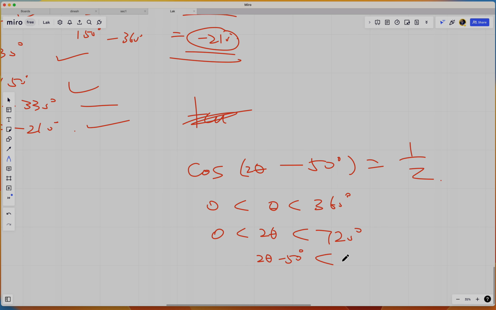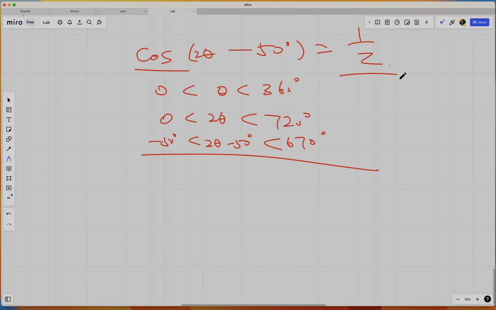So this one minus 50, 6, 7, 0. This one minus 50, minus 50. So you get the range out first. Next, when you get cosine half, what is cosine half? Just give me the whole number. I don't want to care about the decimal number. 60. Yeah, very good. So cosine inverse half is 60 degrees, right?